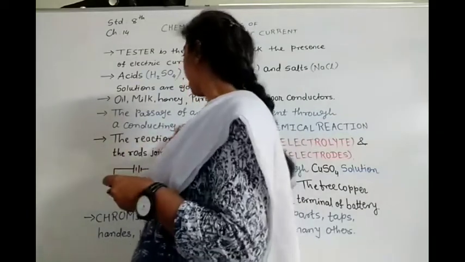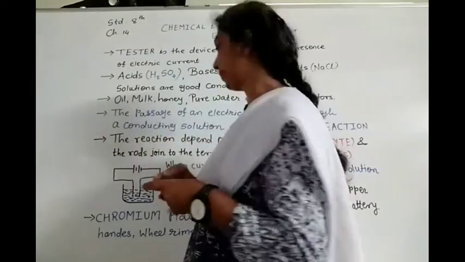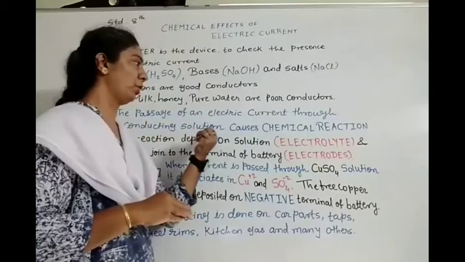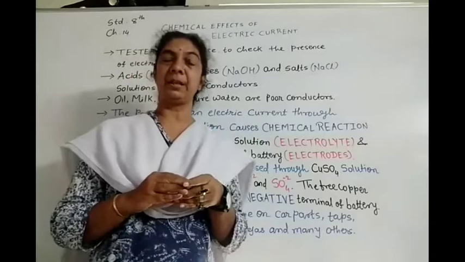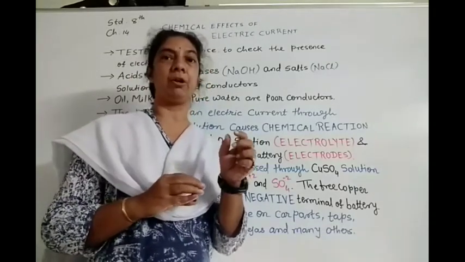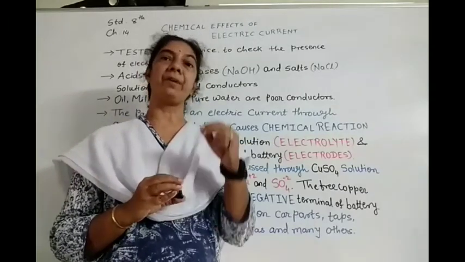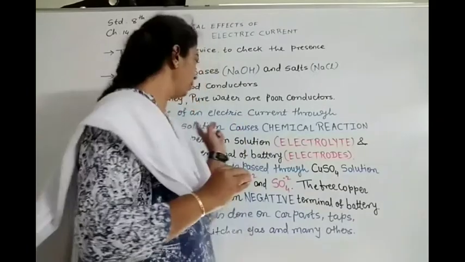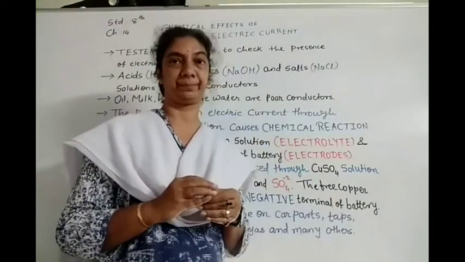After that discussion, we were having the concept that the passage of an electric current through a conducting solution causes a chemical effect. We have seen in our earlier video that if we keep some iron nail or piece in the solution of copper sulfate, then it will have a thin coating of copper on it, and that is known as the chemical reaction taking place in the solution.